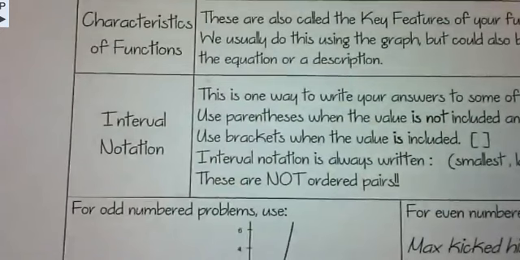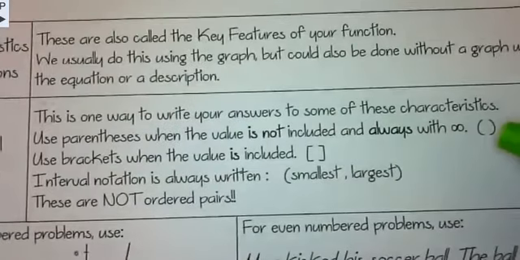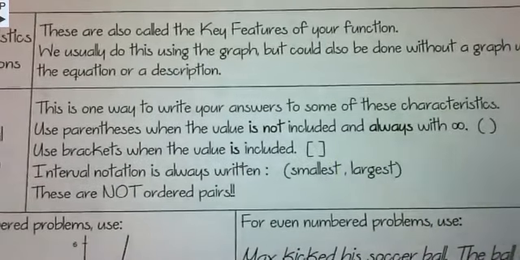Interval notation was something that was new to you guys this year, and what happens in interval notation is we write the answers using either parentheses or brackets. So we're going to use the parentheses if the value is not included and always with infinity. And then the brackets are used when the value is included. So basically what we're talking about is whether the graph or the function, the line, the parabola, whatever it is that you're graphing, actually hits that number, then it's included.